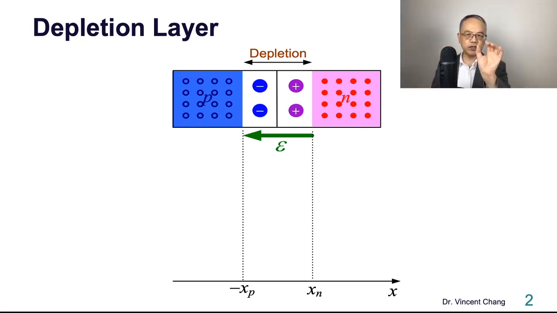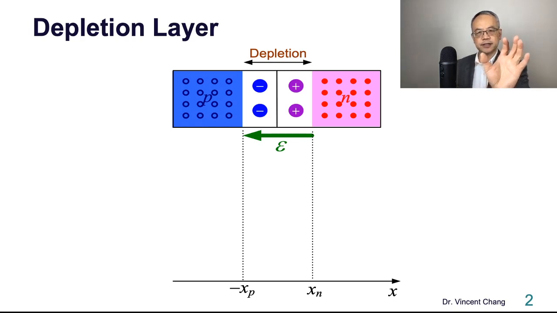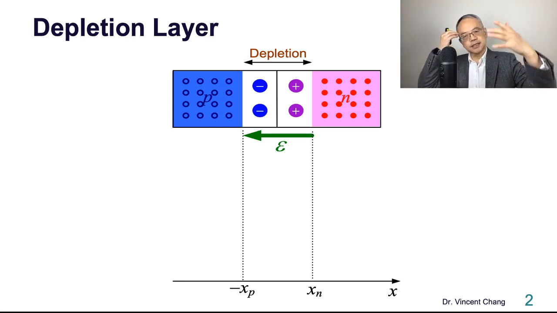On the left-hand side of the depletion layer of the p-n junction is shown the negative acceptor ion. But on the right-hand side of the depletion layer, the purple positive ion represents the donor ion. The electric field is built in, established within the depletion layer. The left boundary of the depletion layer is denoted negative XP, and the right boundary is denoted XN.